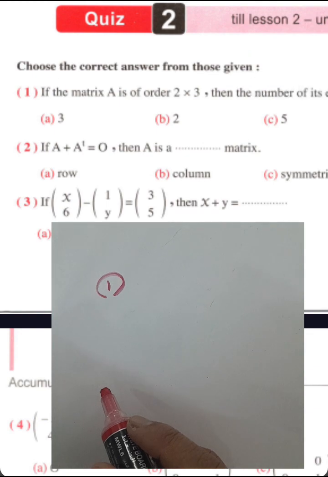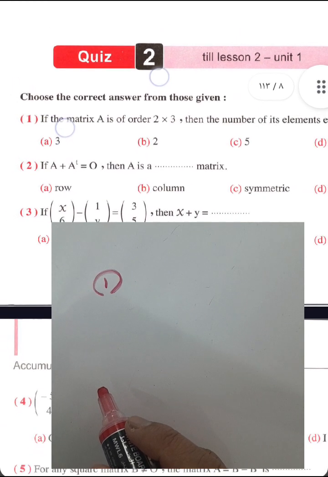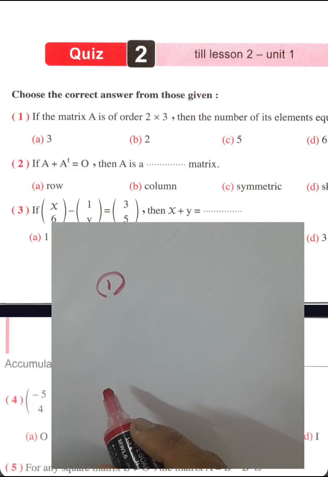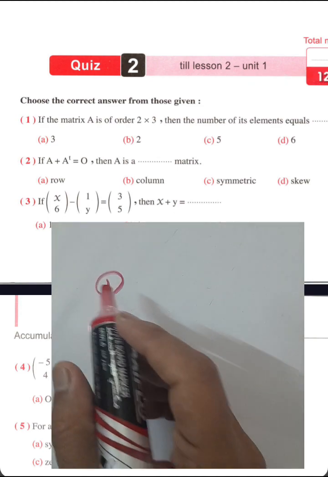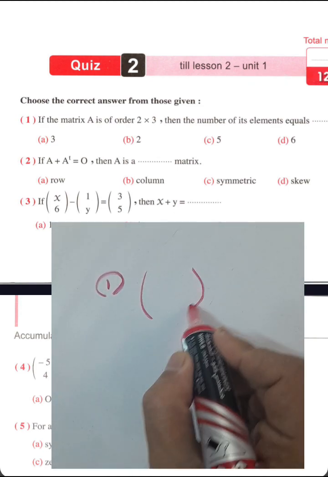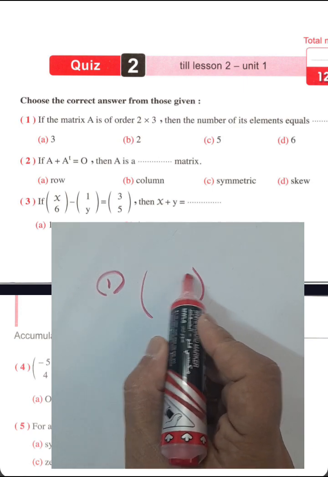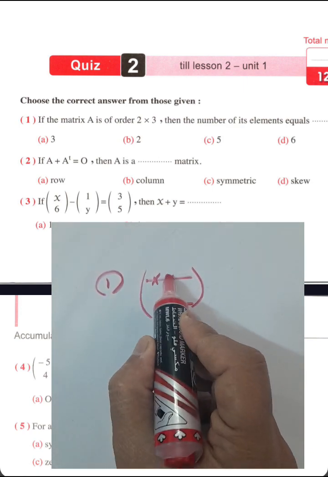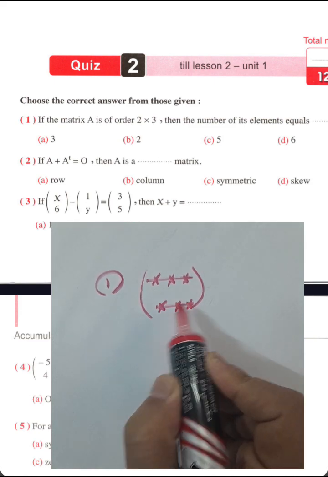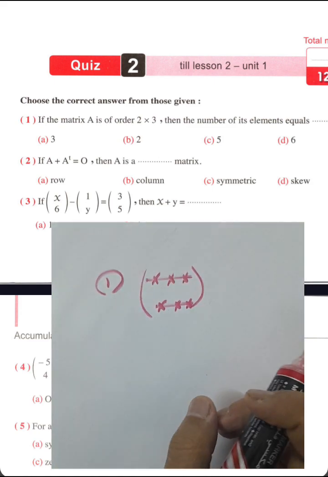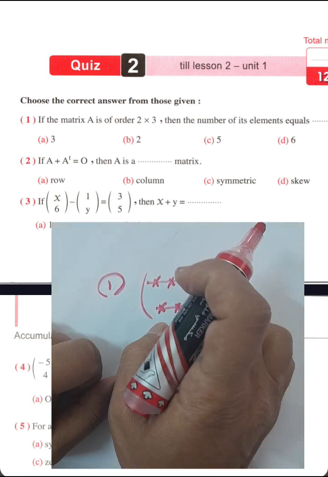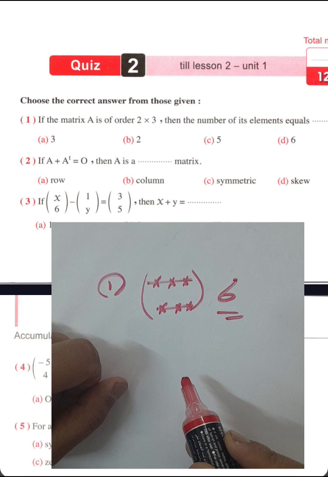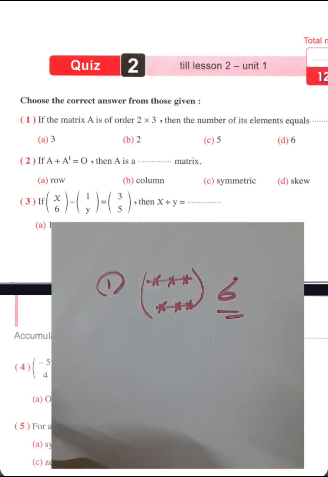If the matrix A is of order 2 by 3, then the number of elements equals what? Write the number of elements in each horizontal row. We have 3 elements in each horizontal row, and we have 2 rows here. 2 rows, each containing 3 elements. 3 times 2 equals 6. Then the number of elements equals 6. Choose letter D.